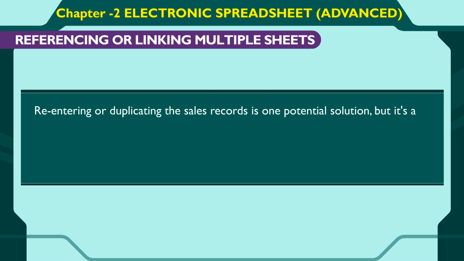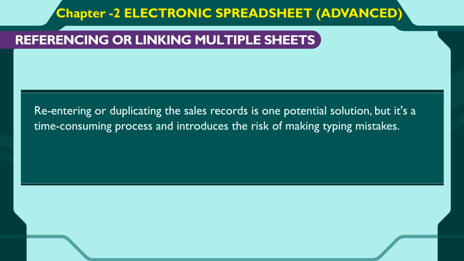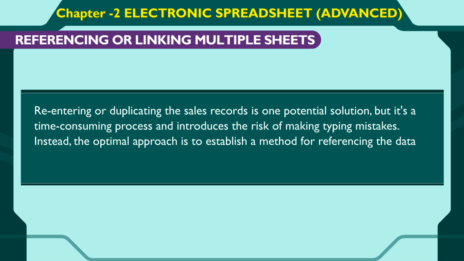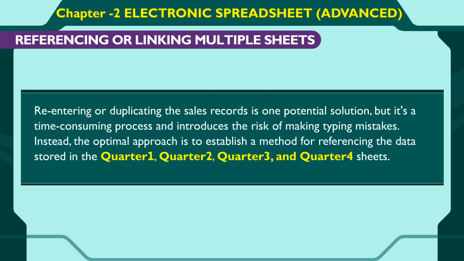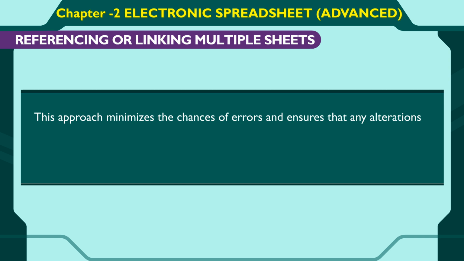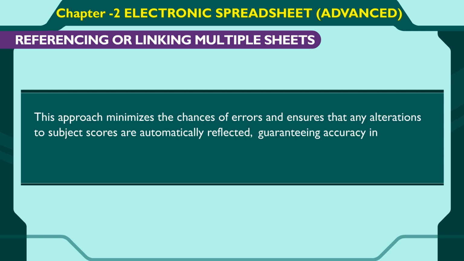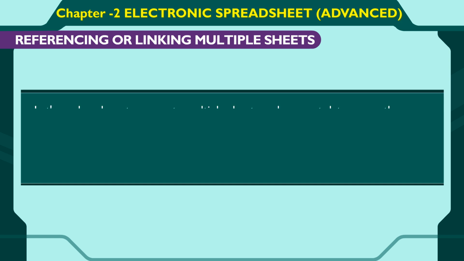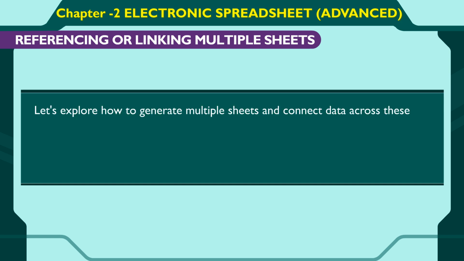Re-entering or duplicating the sales records is one potential solution, but it's a time-consuming process and introduces the risk of making typing mistakes. Instead, the optimal approach is to establish a method for referencing the data stored in the Quarter 1, Quarter 2, Quarter 3 and Quarter 4 sheets. This approach minimizes the chances of errors and ensures that any alterations to subject scores are automatically reflected, guaranteeing accuracy in calculations. Let's explore how to generate multiple sheets and connect data across these sheets.